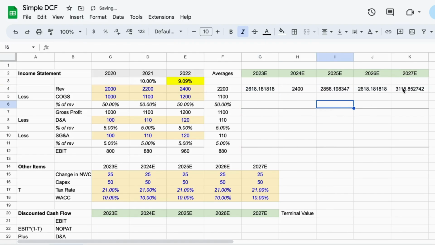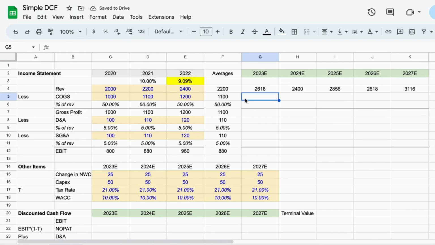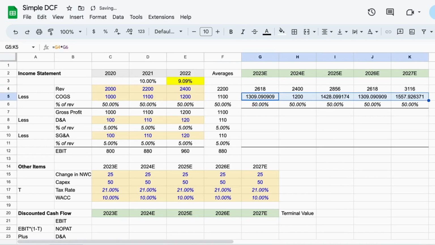So by the end of 2027, we estimate that this firm, or whatever this company is, is going to have roughly 3,115 in revenue. Let's fix this up a little bit, make this look a little nicer. As far as cost of goods sold, what would be interesting is we could take this constant of 50%, lock it to this number, and then from there work backwards to derive this cost of goods sold amount. So this would simply be this times this 50%, giving us the actual cost of goods sold amount.